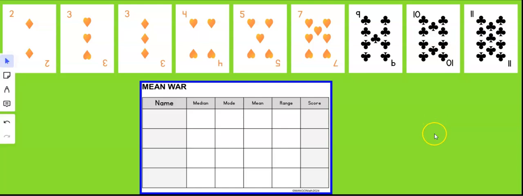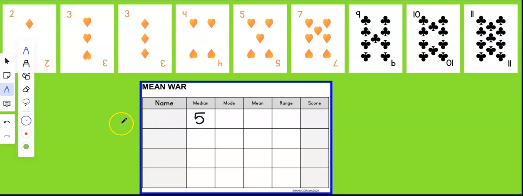So the first thing we need to figure out is the median. What is the number that falls in the middle? And in this case, that number that comes in the middle is going to be this 5 because it falls right smack in the middle of all these numbers. So I have a median of 5. My mode is what number is repeated the most. And in this case, I have 2 3s. So my mode is going to be that 3.